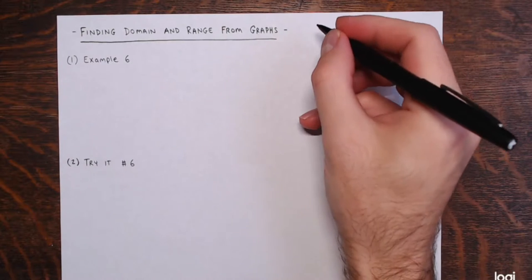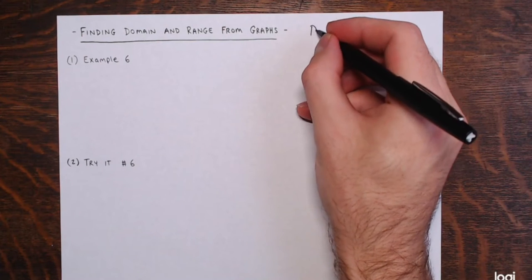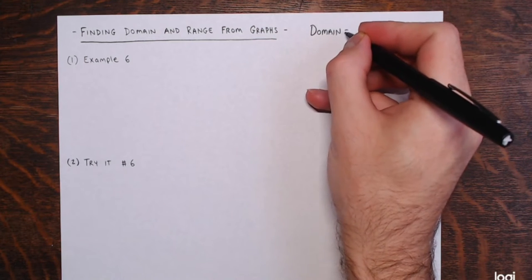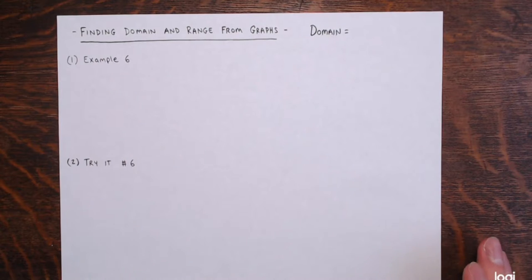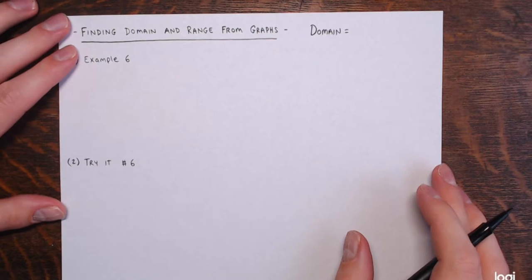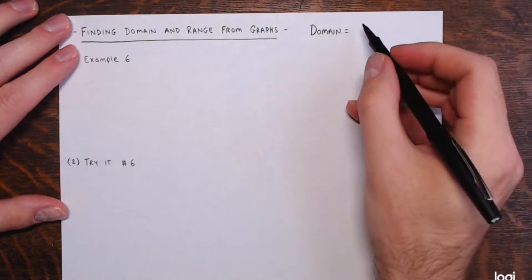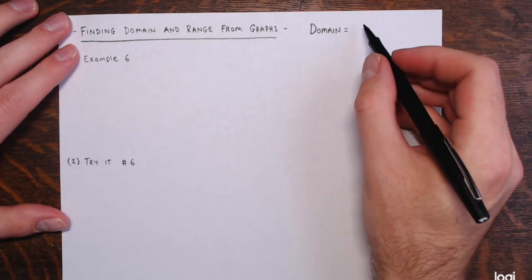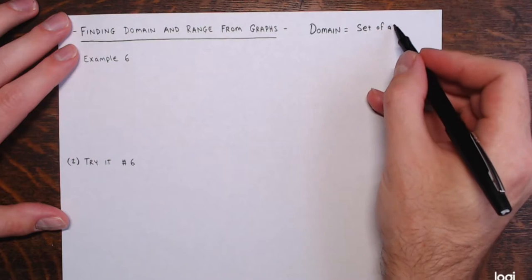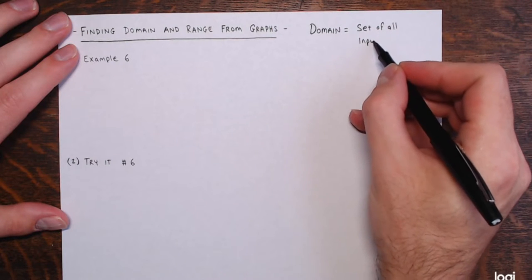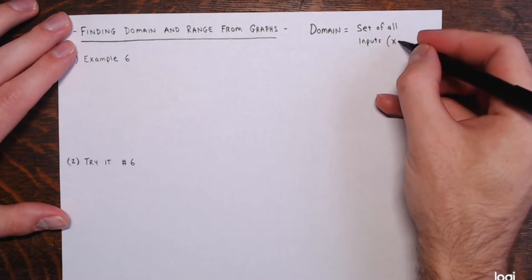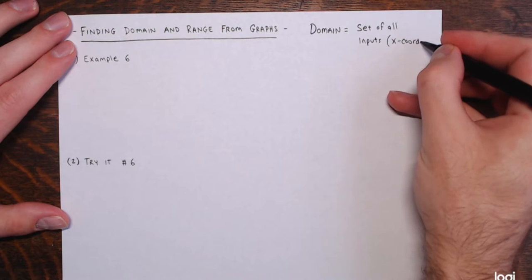Remember, just recall a couple of definitions. The domain is the set of all the input values. There are inputs and outputs in a function, or a relation. The domain is just the set of all inputs, which for our graphs will be the x coordinates, the set of all values of x used in points of the graph.